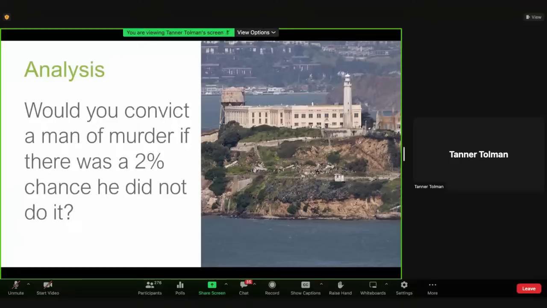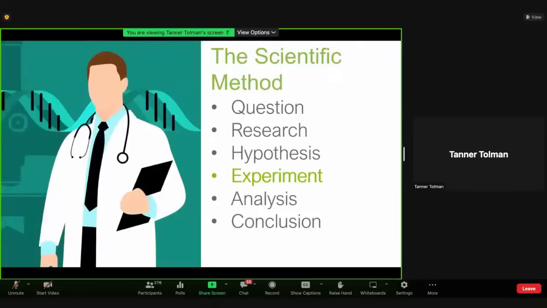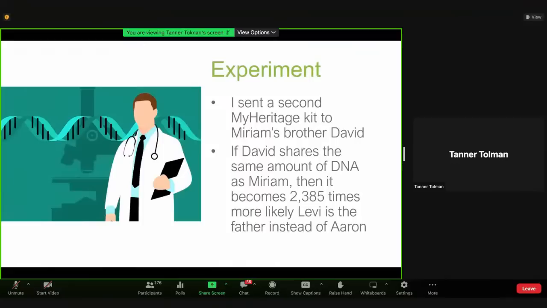Which means we are going back to the experiment phase. So Miriam responded and said, I think my brother would be willing to test. So I sent a second test to David. Now, David's results have not come back yet. They are still pending. They should be back any day now. I check every day. In fact, I had a dream last night that his results came back and he shared 637 centimorgans. And it was so convincing to me that I got up and was getting ready to change the presentation. And then I realized it was just a dream, but they should come back any day now.